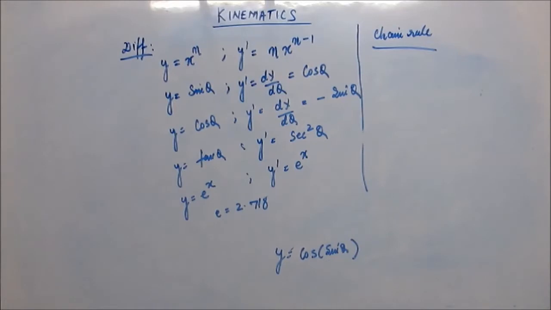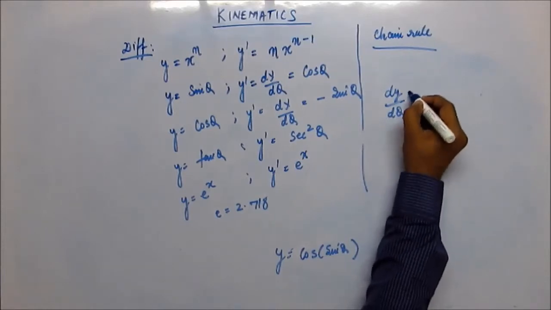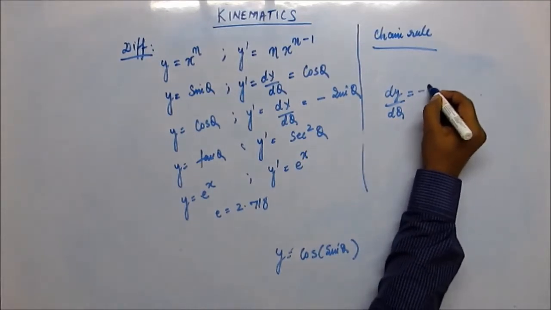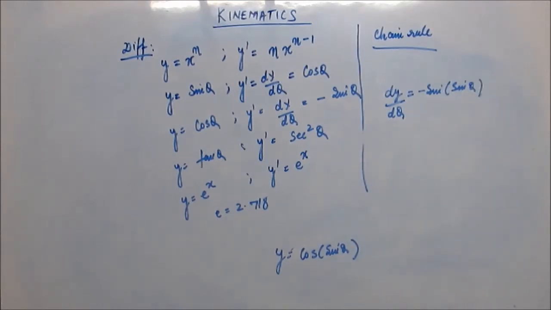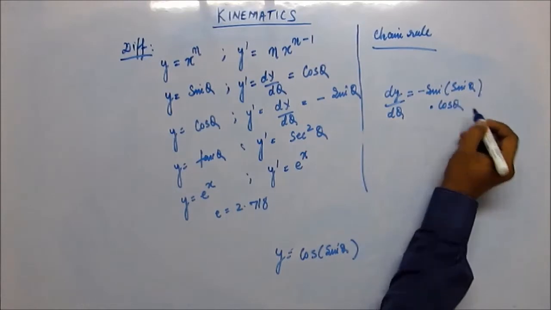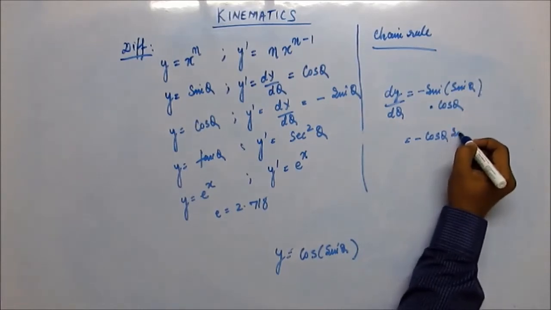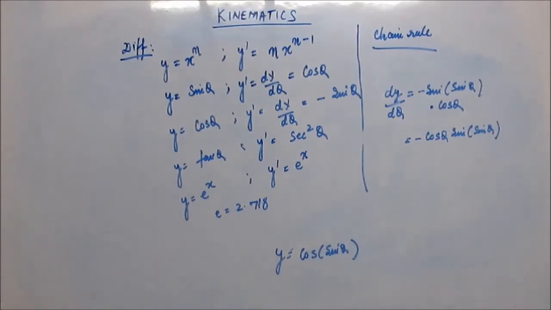First differentiate the cos. Don't think what the argument is. So I'm writing it here. dy by d theta. Differentiate cos, differentiate the function. Don't think about the argument. Differentiation of cos is minus sine. So it is minus sine and just keep the argument as it is. And next multiply it by the differentiation of the argument. The differentiation of sine theta is cos theta. Just multiply it by cos theta. That's it. That's how you do the differentiation. So it is minus cos theta into sine of sine theta. This will be the differentiation. Okay?